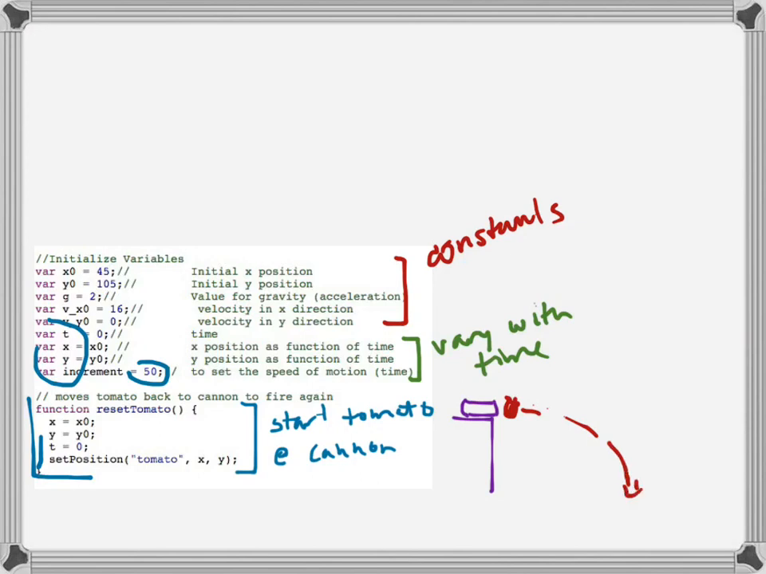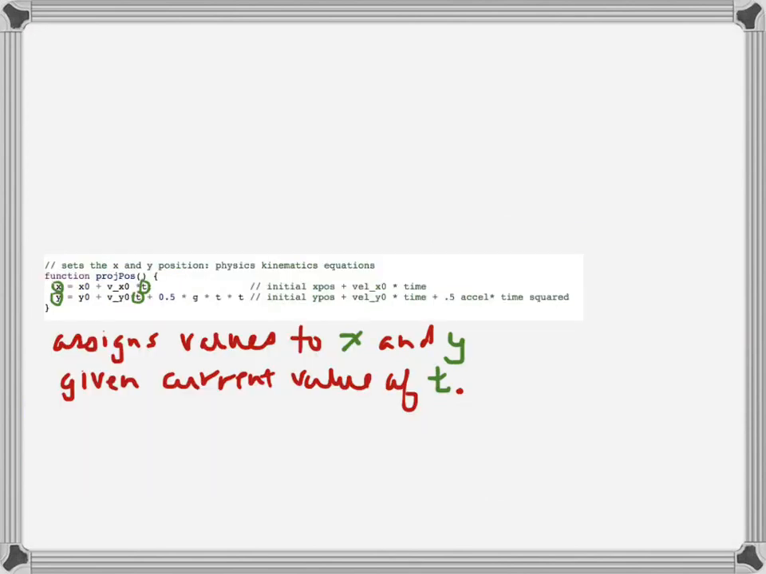Okay, so let's look at more code. Right here, this is the function that determines what is going to happen. So let me erase it so you can see what's going on. This is the two equations. I'm calling this function proj-pos, in other words, projectile position. So this is a function.